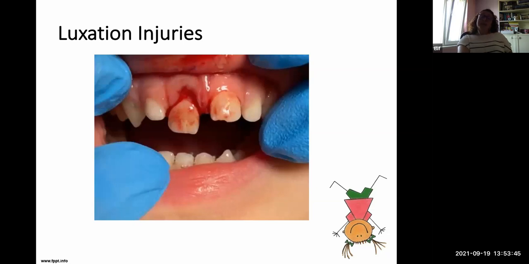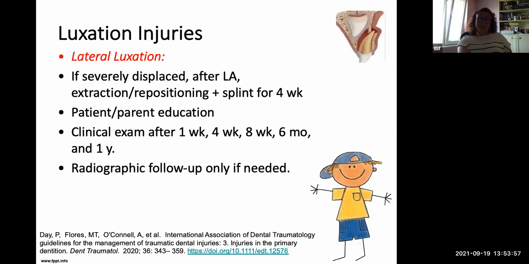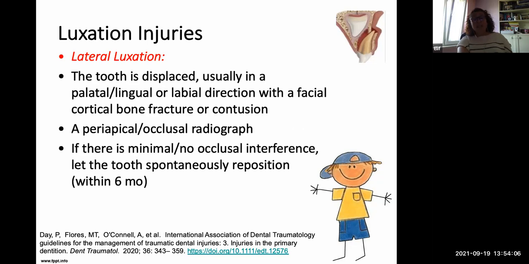In this case, the extrusion is over 3 millimeters, and the tooth was interfering with occlusion, so the extraction of the primary tooth was planned. In lateral luxation, sometimes the tooth is displaced, usually in palatal, lingual, or labial direction with a facial cortical bone fracture or contusion.